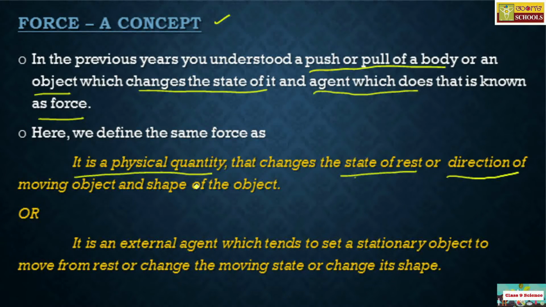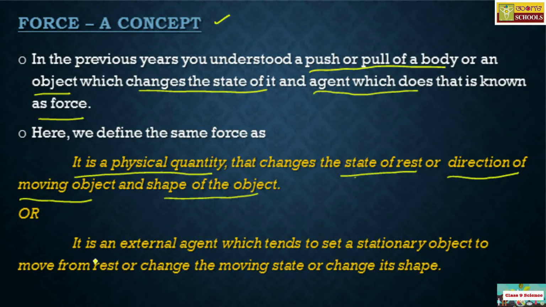So we are considering force as a physical quantity that changes the state of rest, or direction of a moving object, and the shape of an object. So the physical quantity that changes the state of rest or direction of a moving object or the shape of the object, such a physical quantity is known as force. This is the first definition here.